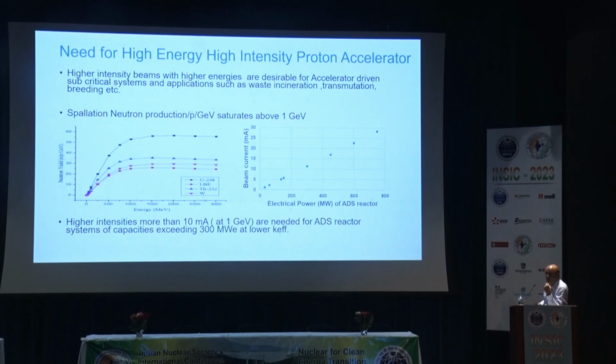Similarly, in order to have a reasonably good reactor of say 300 megawatt electric, you need around tens of megawatt of beam power. So that is our future goal, to go for an accelerator of the order of 1 GeV and 10 milliampere current.